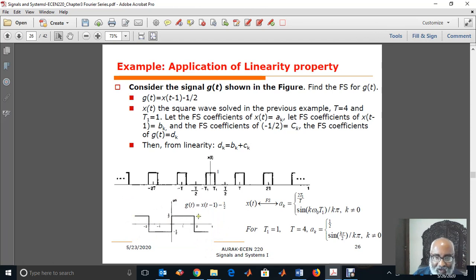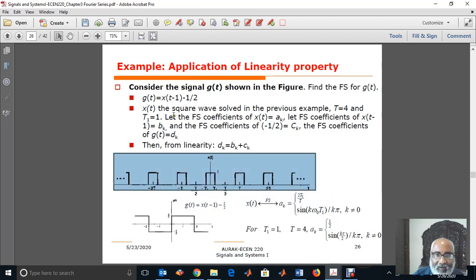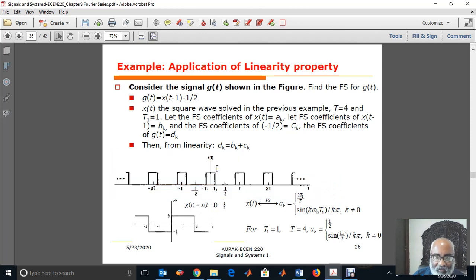Now I can use the linearity property and the time shift property to find the Fourier series representation of this g of t. First, g of t can be constructed from these two signals, one constant and the other x of t minus 1, where x of t is this square pulse signal, where T1 is 1. So it's a periodic signal. T1 is 1 means between negative 1 and 1 it is 1.